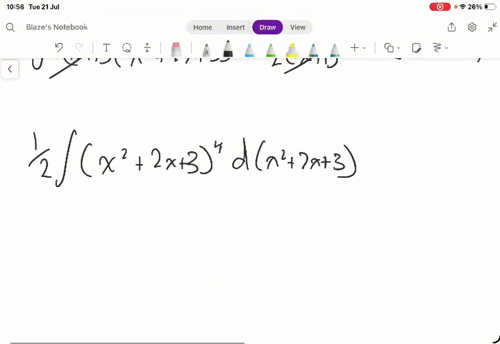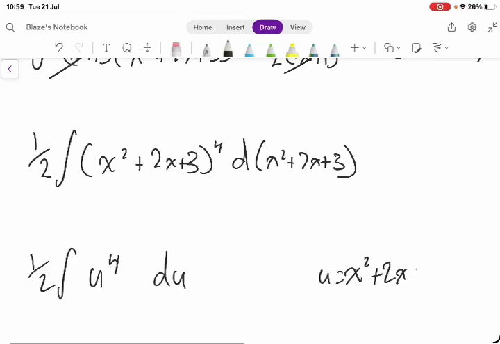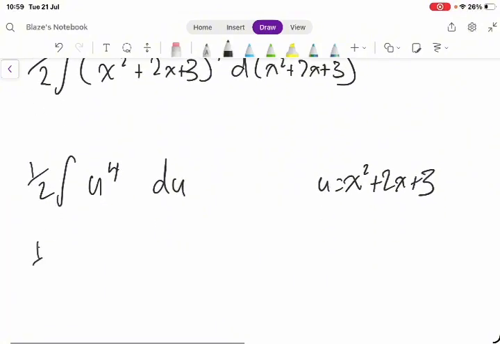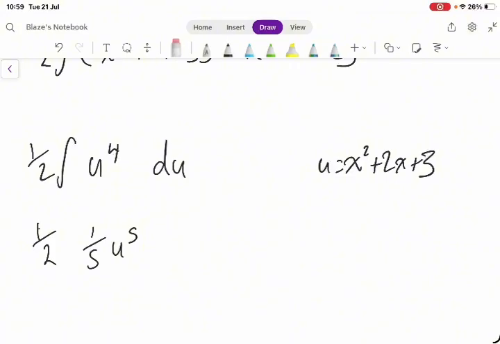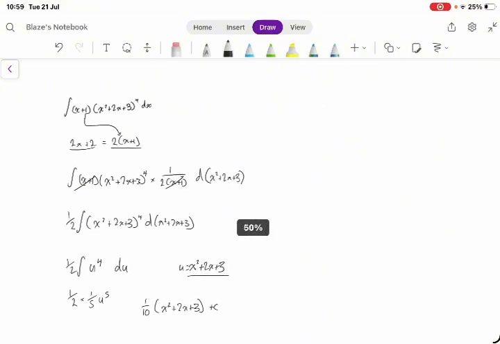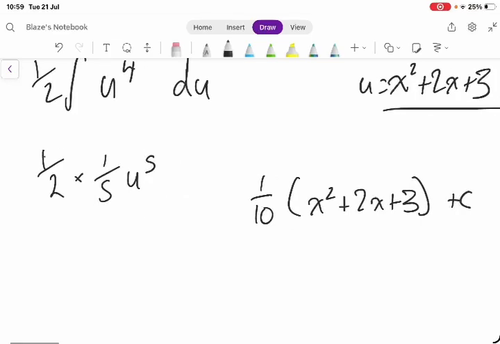And again, it's the same with our u's. So it's like we have 1/2 integral of u to the 4 du, where u is equal to x squared plus 2x plus 3. So that would become 1/2, increase the power to 5, divided by the new power, 1/5 u to the 5. However, u is equal to this, so it becomes 1/2 times a 5th, which is 1/10, x squared plus 2x plus 3 to the 5, plus c. And now we're done.